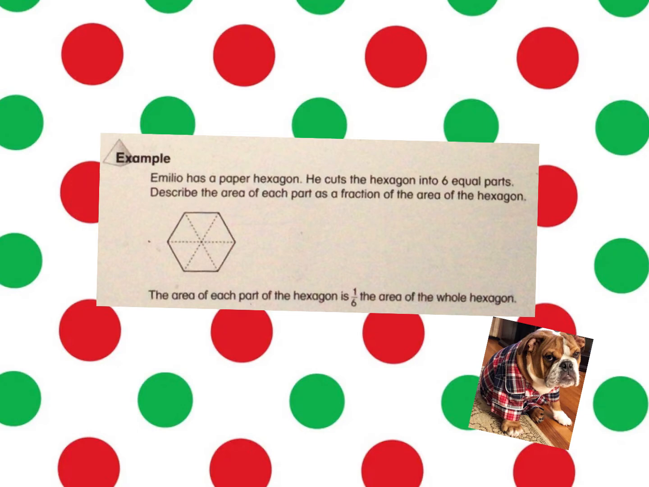Here's another example. Emilio has a paper hexagon. He cuts the hexagon into 6 equal parts. Describe the area of each part as a fraction of the area of the hexagon. So the area of each part of the hexagon, we know that there are 6 equal parts. And so they want to know the area of each part. So I'm going to underline that part. And we know that each part is worth 1. So the area of each part of the hexagon is 1/6 the area of the whole hexagon.